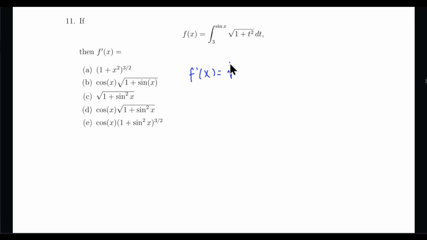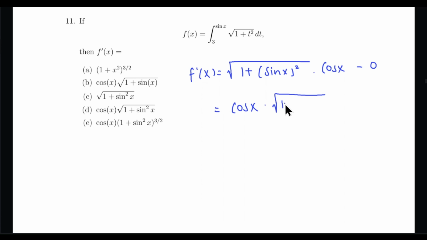So f prime x will be, I'm happy that the lower bound is once again a constant. So the second half is just 0. So it'll be square root of 1 plus sine x square times the derivative of sine, which is cosine of x, minus 0. And that's about it. I'll just write cosine x first. And this is square root of 1 plus sine square x, which, yeah, option D. Right, option D makes sense.